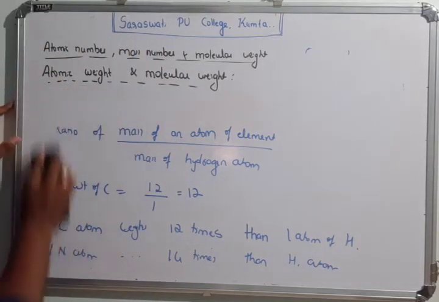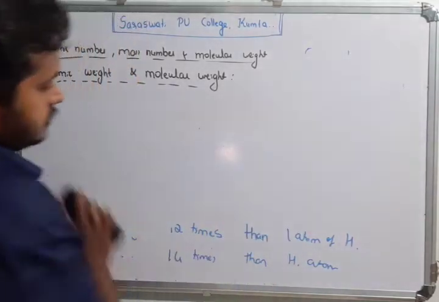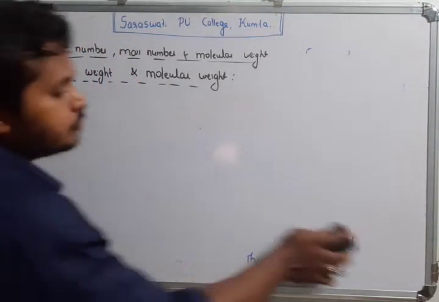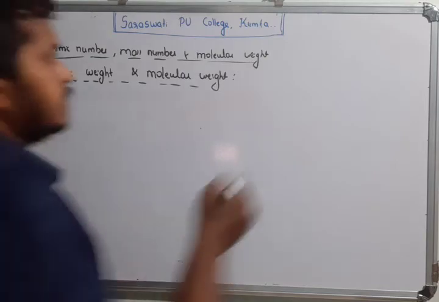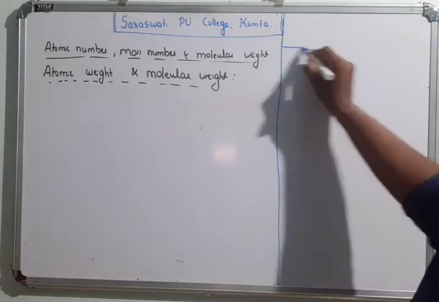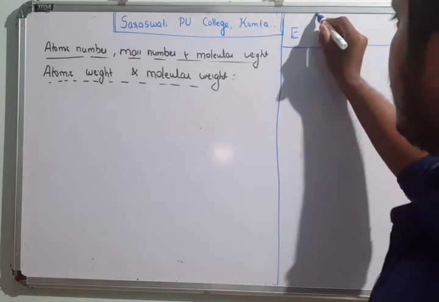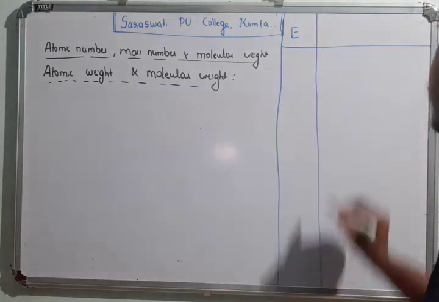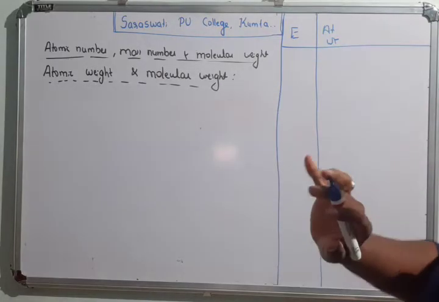So let us try to do one thing now. Since I'm going to tell you how to find the molecular weight of a different molecule or compound, let us write one basic thing here. I will be writing element on this side, and its atomic weight, that we're going to use in finding the molecular weight.